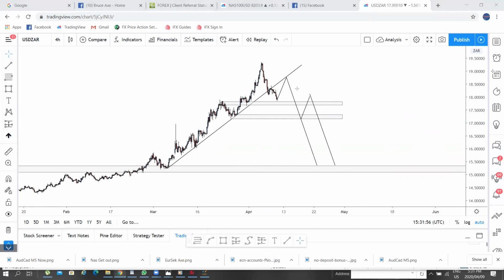Because look, once we complete this one, price should go back to that level all the way up there. But what is it going to do? It's going to do the ABC.